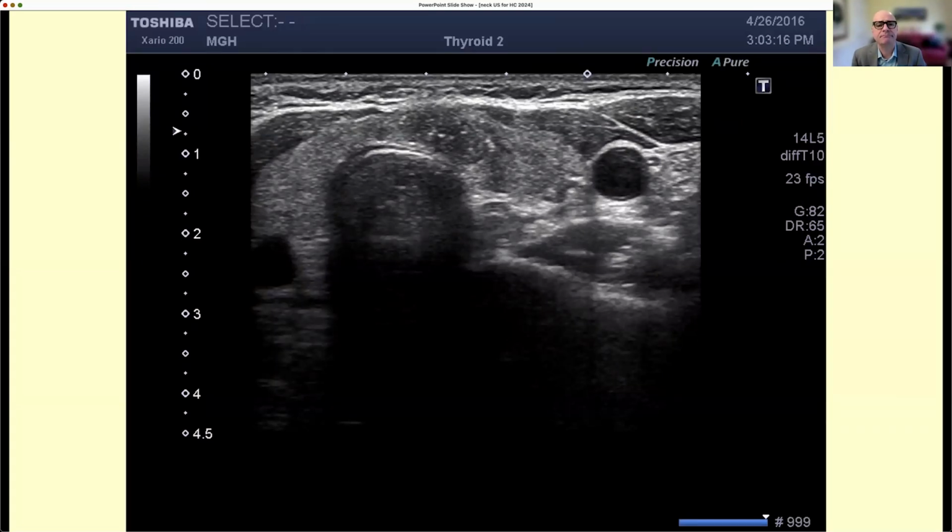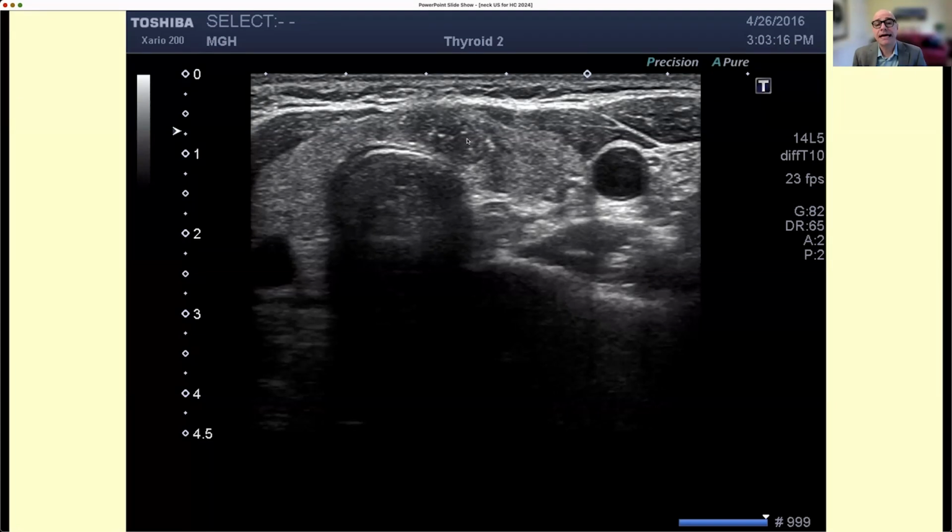Maybe this is the last one. Someone should be able to describe this. Any takers? It's hypoechoic, but it looks like it has microcalcifications, with a regular margin.